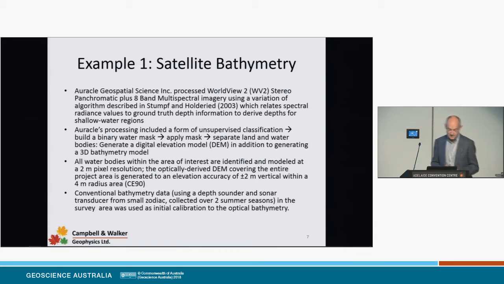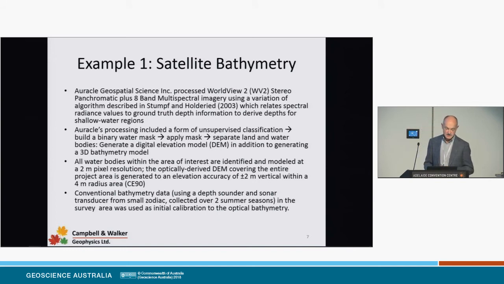All the water bodies within this region of interest were identified and modeled at a 2-meter pixel resolution, and we'll call that an optically derived bathymetry model, or an optically derived DEM. We ended up with 2 grids, if you will. I suppose there was 3. A DEM of the surface. We had a DTM, which included the basin, including the bottom of the lakes, and then we had a 3D model of the actual floating lake bodies.